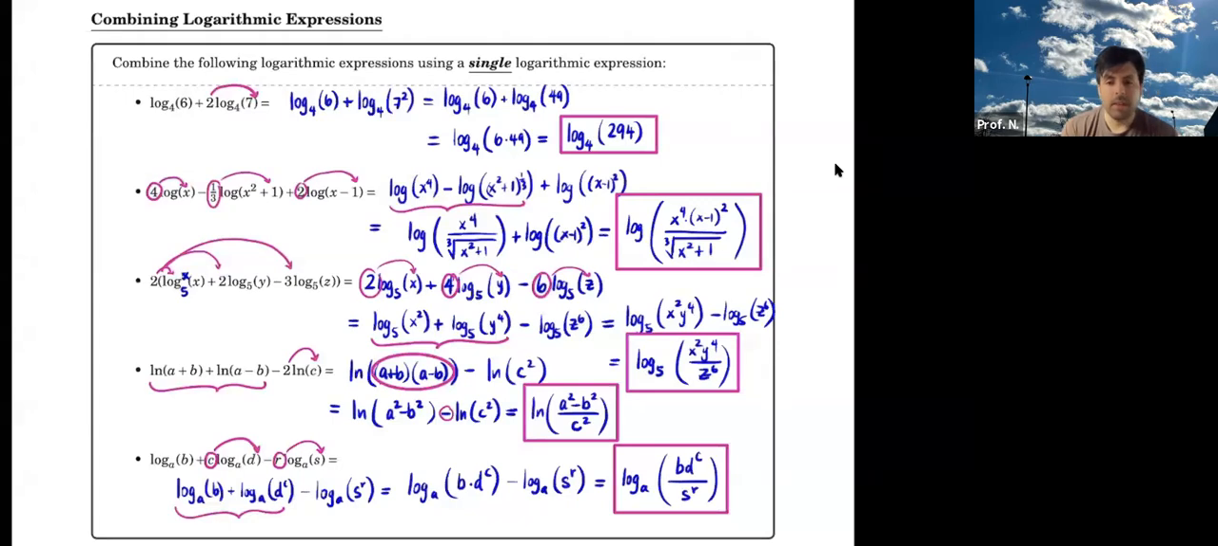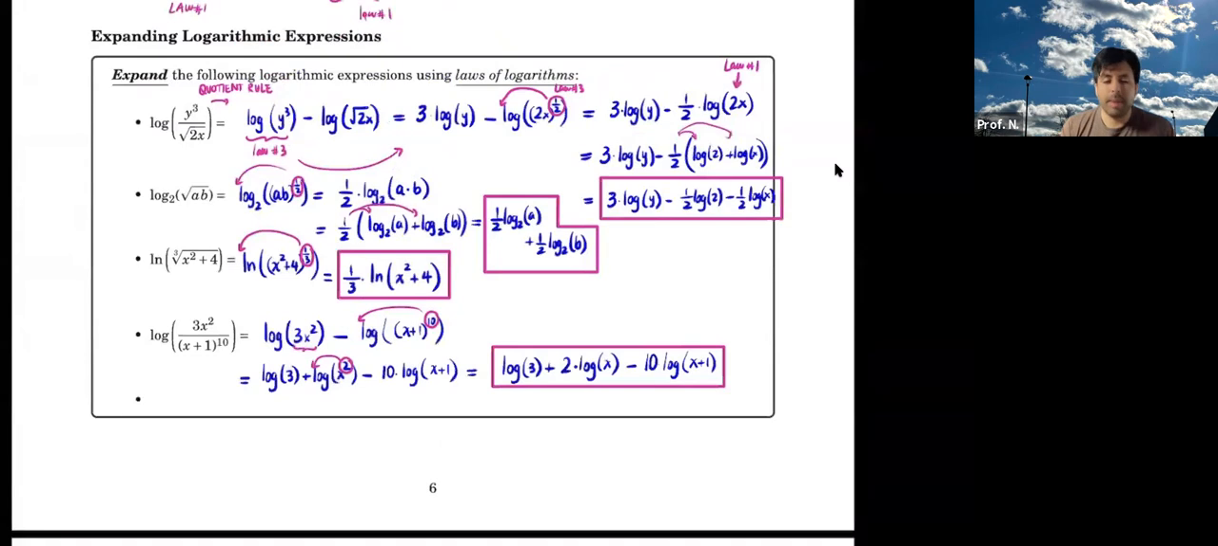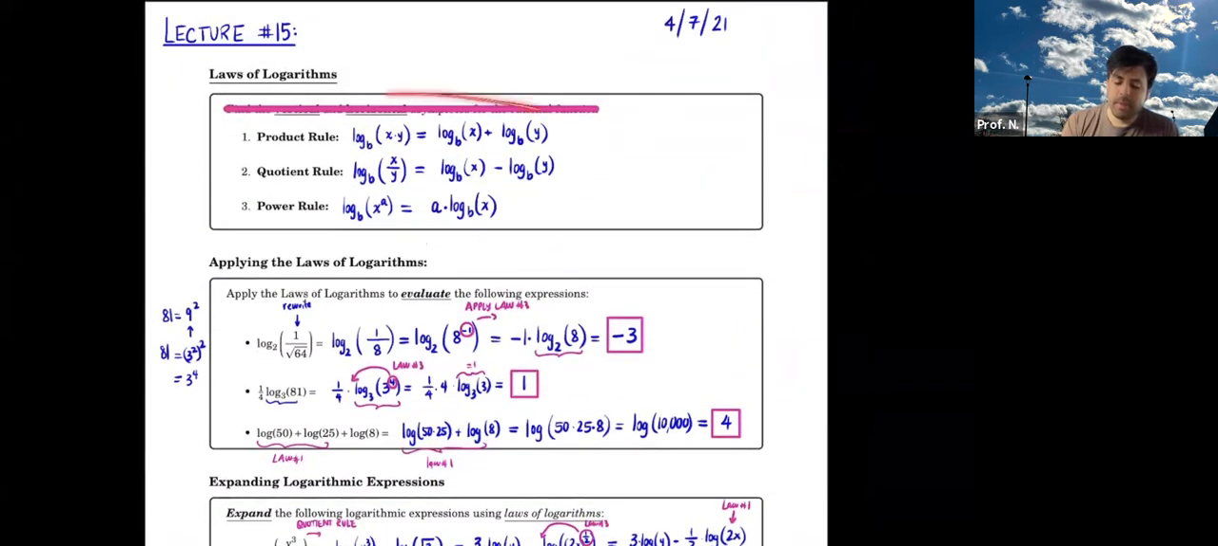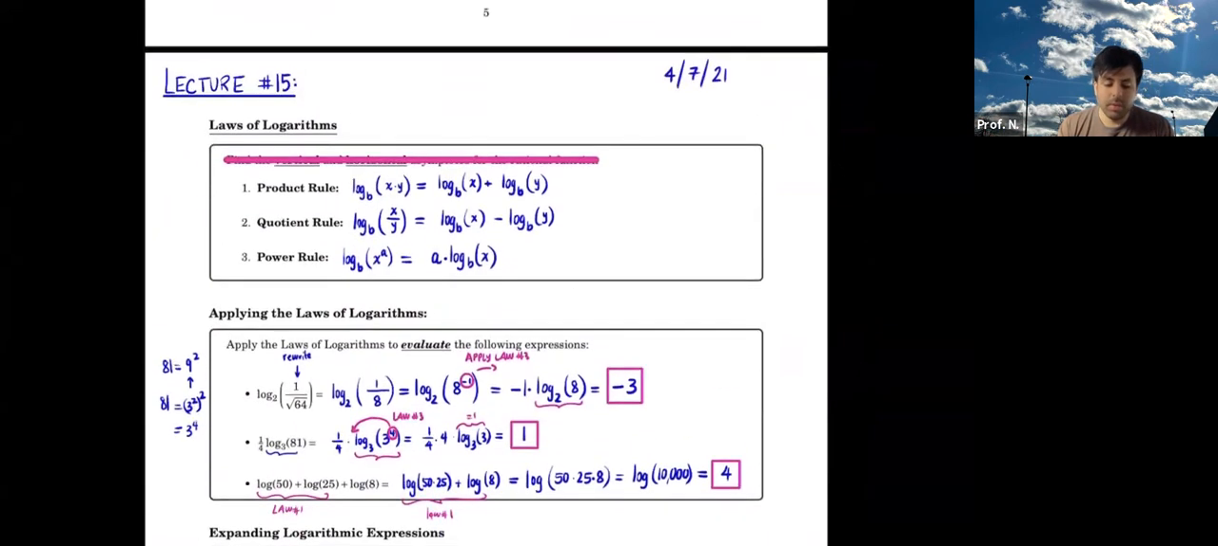Okay, so that's what we've been doing, right? We've been combining logarithmic expressions into a single log, or taking single logs and expanding them. So we expand and combine. We expand or contract the logarithms utilizing these three laws of logarithms, or these three rules of logarithms.